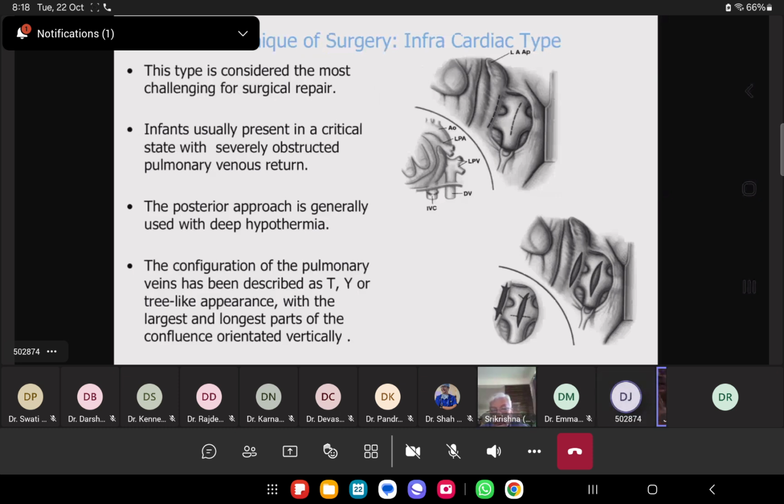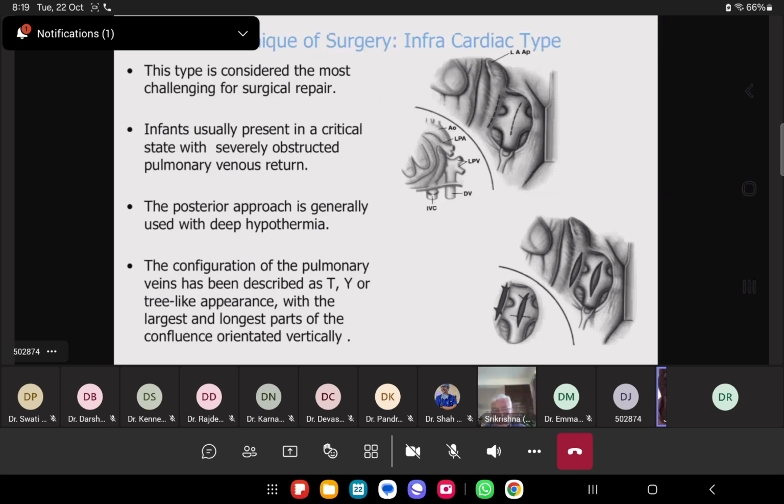The usual technique is, after you go on bypass and the taping, all those things, then cardioplegia. Even before that, you open the right pleura widely and rotate the heart to the right side so that you can see the pulmonary veins and the left atrium nicely. Then you make a large incision and anastomose the vertical vein.